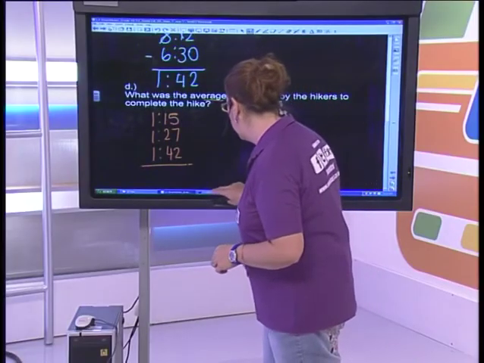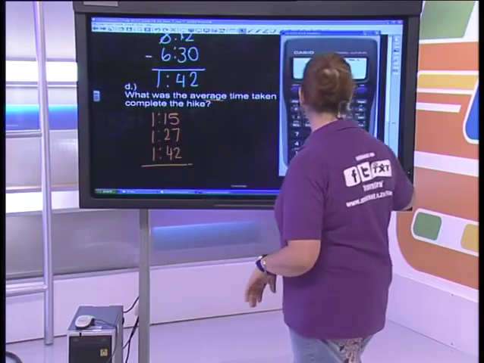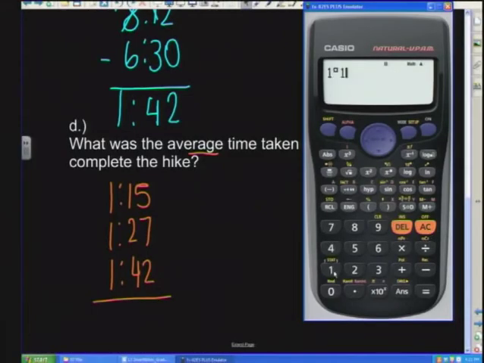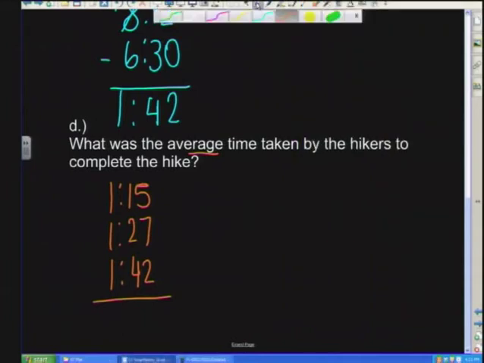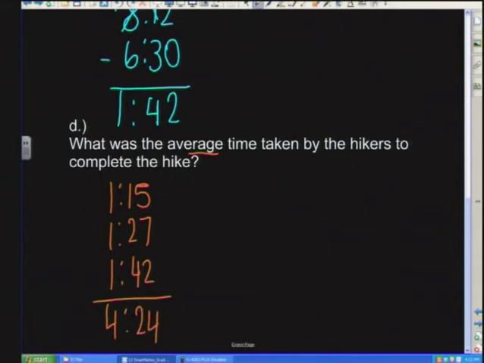Now I can use that time button on my calculator. So let's try that time button on the calculator. So what I've got is 1 hour, 15 minutes. Don't forget to press the button every time you have to enter a new unit. Plus 1 hour and 27 minutes, plus 1 hour and 42 minutes. And then I get my answer of 4 hours and 24 minutes. So let's write that in. We've got 4 hours and 24 minutes.